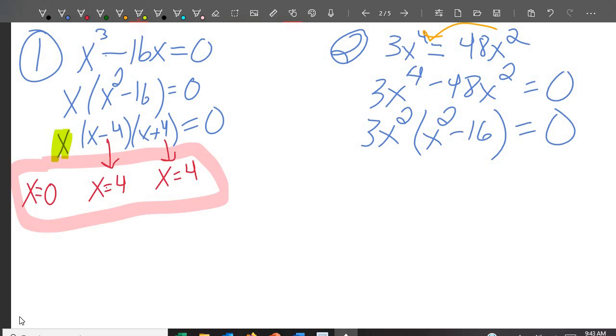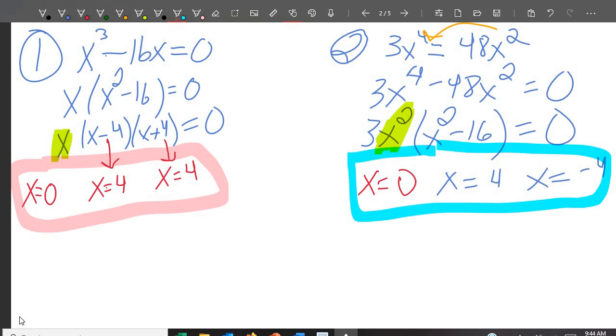Now, even though it's an x squared, since there's an x on the outside, one of my answers is 0. Wow, this is the exact same answer as number 1. This is a difference of 2 squares again, so it's just like number 1. x will be 4, and x will be negative 4. It's just a coincidence. So just pay attention. This is the same as this, so it's the same answers.